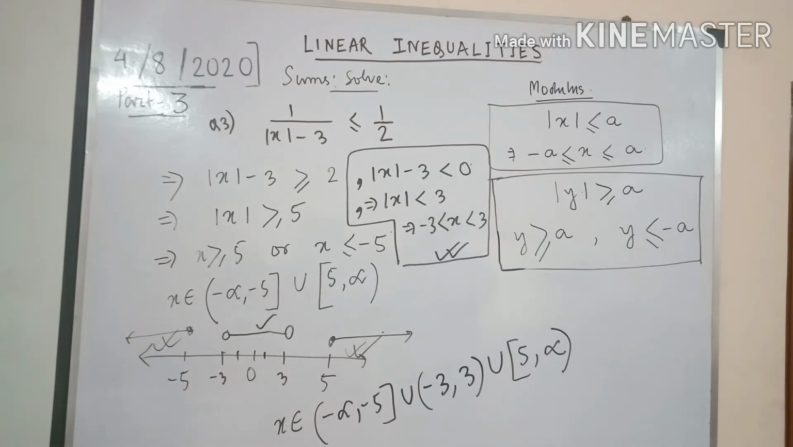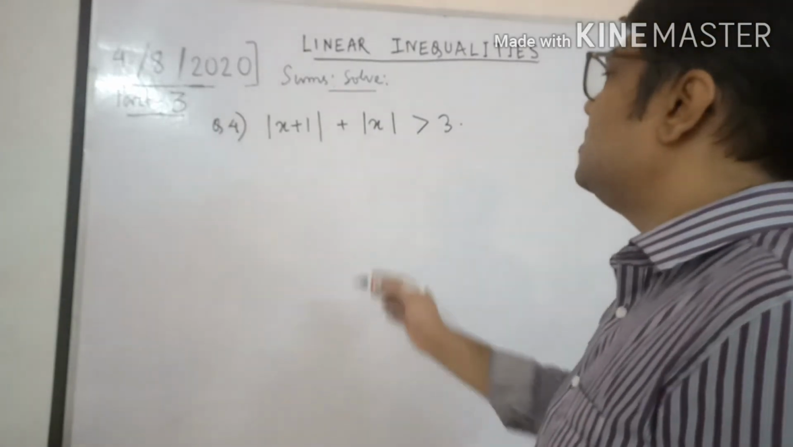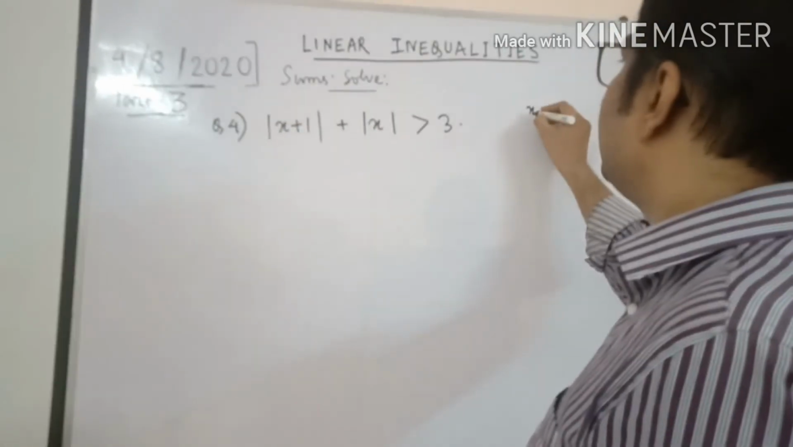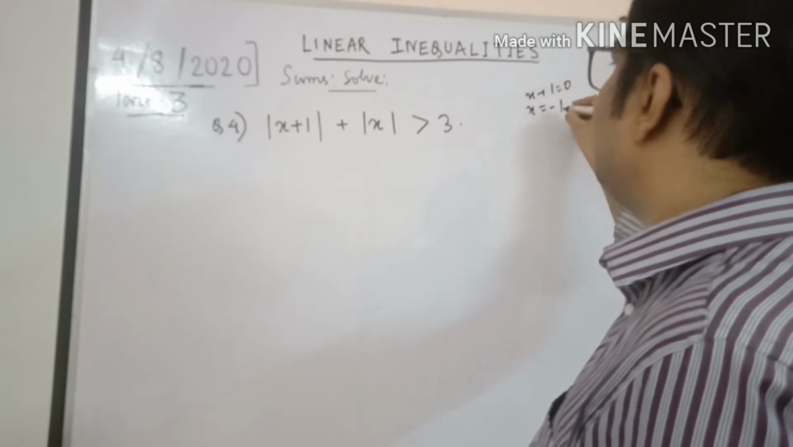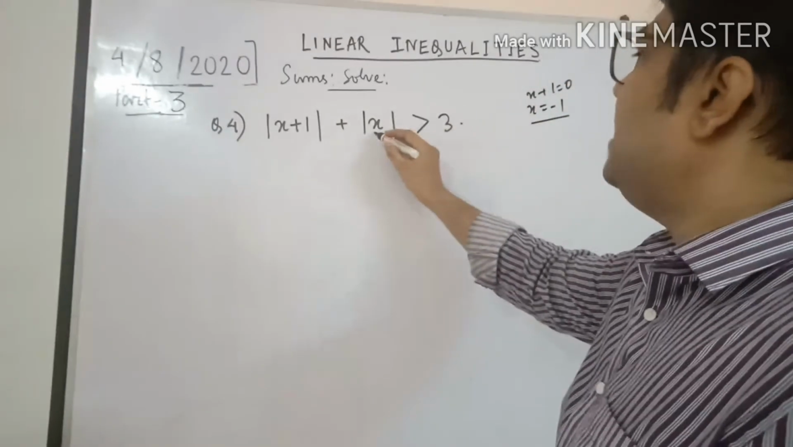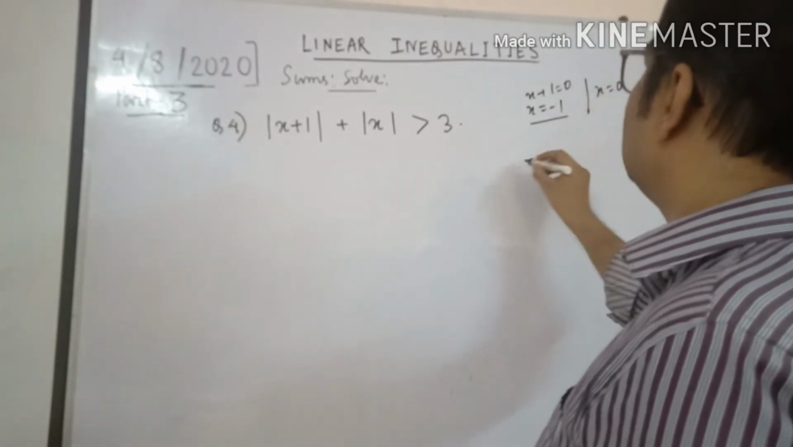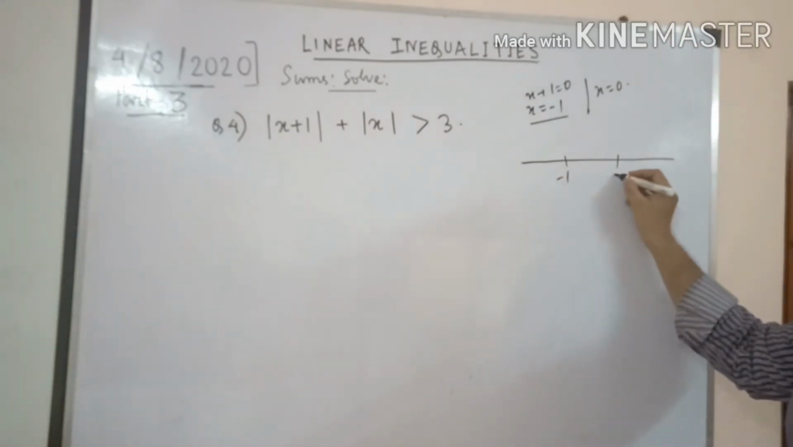Let us proceed to the next one. We get another sum over here, that is mod of x plus 1 plus mod x greater than 3. Here we see that individually, if you solve this, x plus 1 is equal to 0, so x equals minus 1 is the breakpoint, and x equals 0 is the other. If you consider the number line, you get the breakpoints as minus 1 and 0.